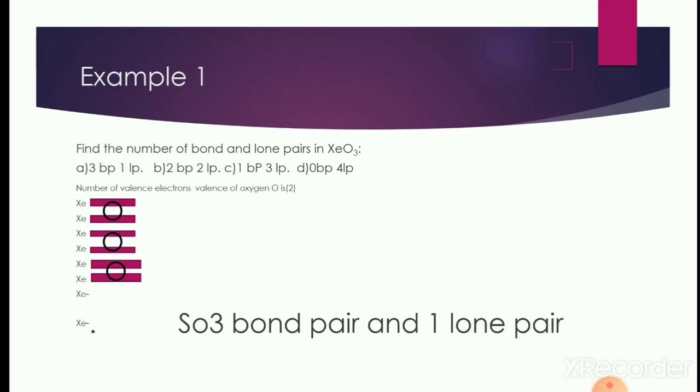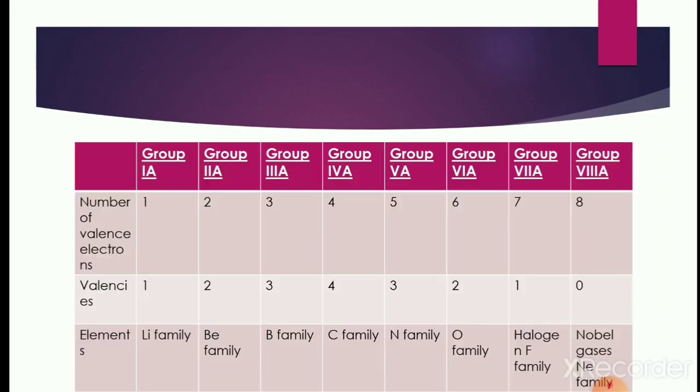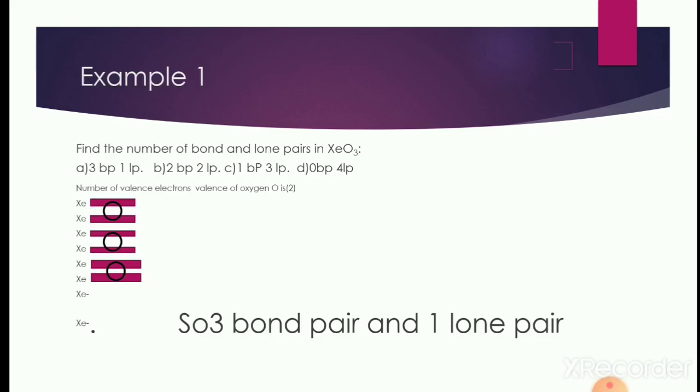Now, from the chart, Xe belongs to the noble gas family. So, the number of valence electrons will be 8. So, write 8 for xenon. Then O comes under group 6, that means the valency will be 2, that means divalent. So, the 3 oxygen atoms combine with 6 of xenon's electrons to give rise to 3 bond pairs, and the remaining 2 electrons of xenon constitute 1 lone pair. So the correct option is A.